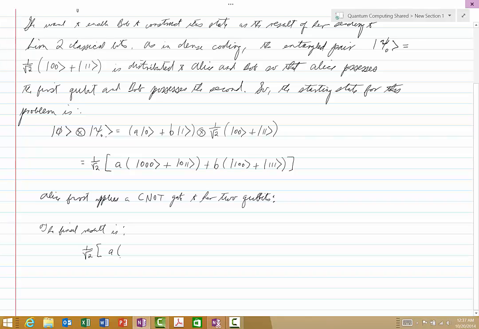And when she applies the C0 gate to the first 2 qubits of |000>, since the first qubit is 0, the second qubit will remain the same. So |000> will remain |000>. When she applies the C0 gate to the first 2 qubits here, again, those will remain the same because the first qubit is 0, and therefore the second qubit does not get changed. So plus |011>.